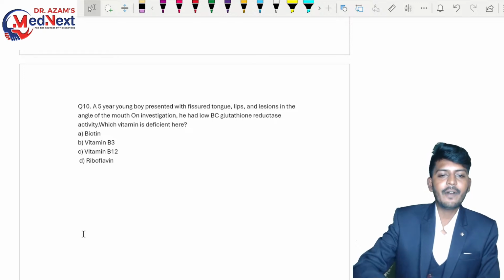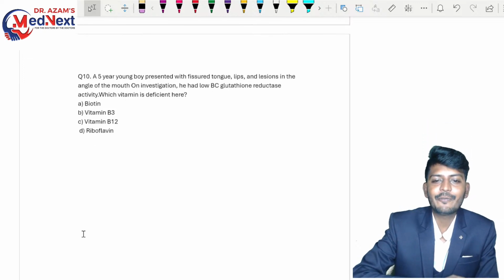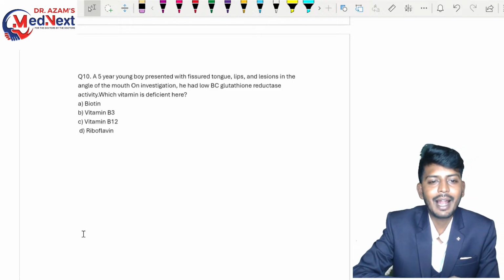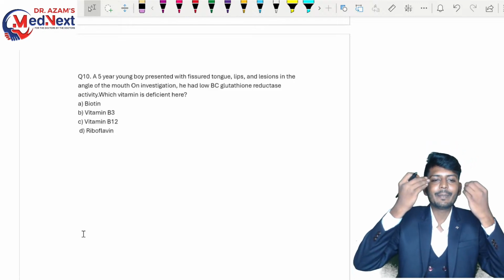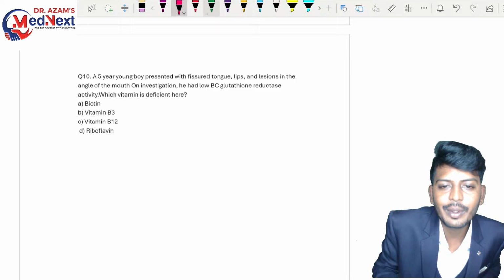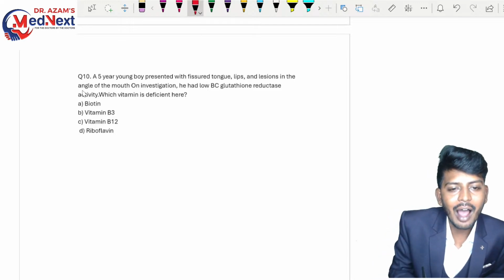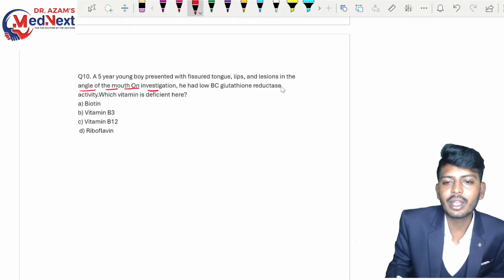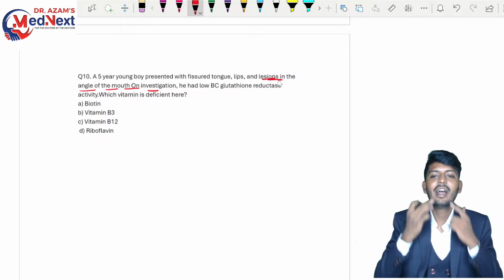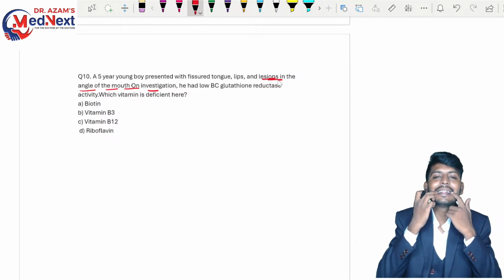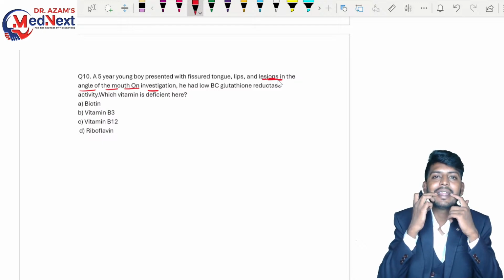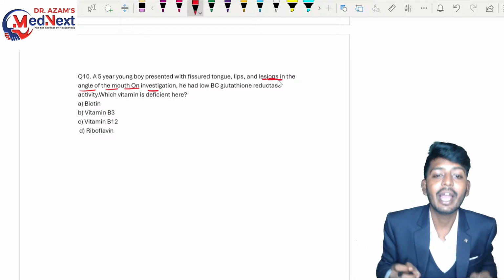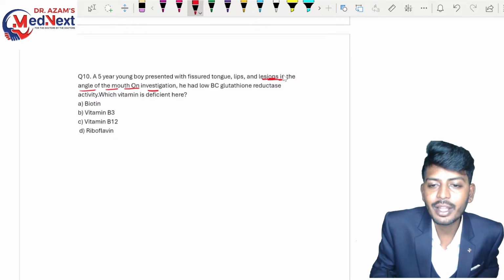चलो. A 5-year-old boy presented with fissured tongue, lips, and lesions in the angles of the mouth. भैया यहाँ पे आंसर आ गया. मोस्ट इंपॉर्टेंटली ध्यान से देखो. What is that? On the angles of the mouth he is having what? Lesions. So in the mouth, angles of the mouth मतलब दोनों ओठ, दोनों लिप्स यहाँ पे जोड़ते हैं ना. This part is called the angle of the mouth. In both of the angles of the mouth there is a lesion.